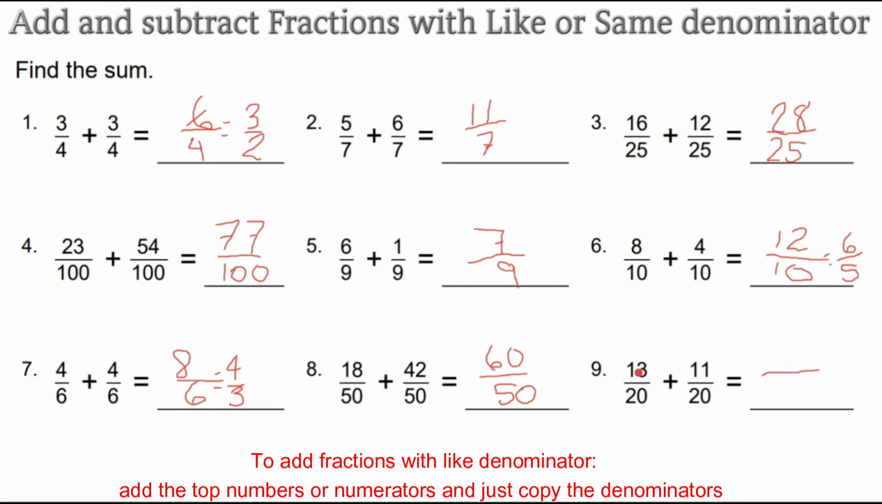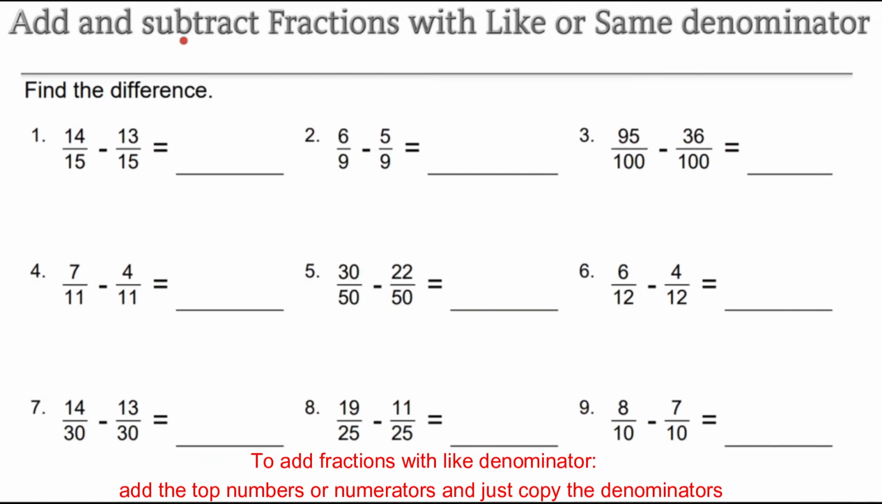Next, 13 over 20 plus 11 over 20. We copy the denominator. We add the top number, which is 24. Can we simplify this? Yes. Half of 24 is 12. Half of 20 is 10. Half of 12 is 6. Half of 10 is 5. Can we divide this? No. So then, if we reduce this, that will be equal to 6 over 5.